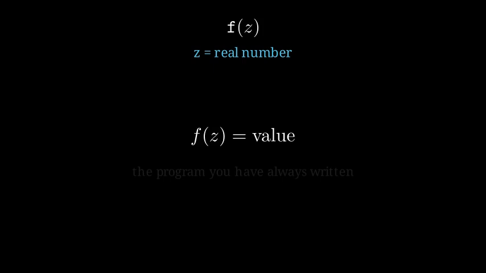Here is the thread that ties this whole series together. Pin a single call, f of z, and ask only one question: what is z? Watch what happens when we hold the code completely fixed and change only the structure that z lives in. First, let z be an ordinary real number. Then f of z runs the usual way and returns a single thing, the value. This is the program you have always written. There is nothing about derivatives anywhere in sight, and nothing unusual is happening.